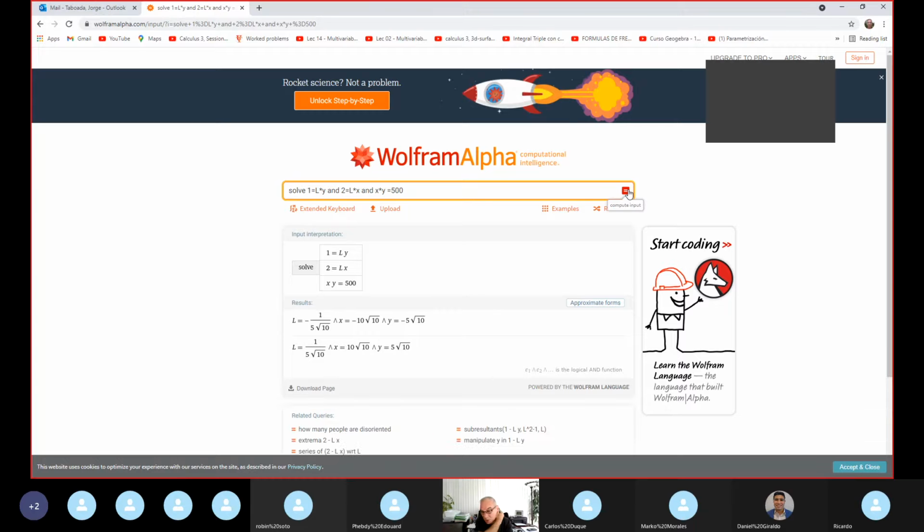Okay, we have two solutions because Wolfram Alpha doesn't understand very well. Our problem is a geometry problem. In a geometry problem, we have no negative solution because the distance is positive. Entonces, x is equal to 10 radical 10, y is 5 radical 10. Lambda, which I don't care about, the lambda value, is 1 over 5 radical 10. Okay. How do you do the verification?